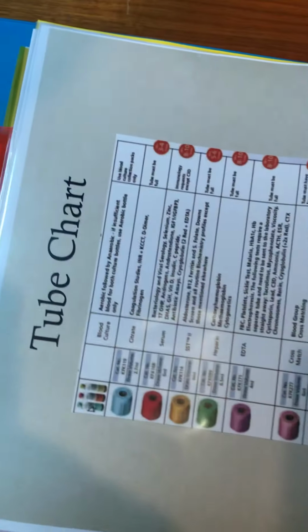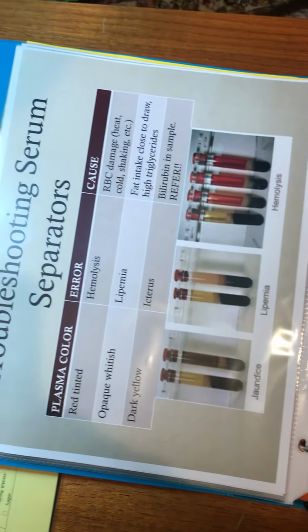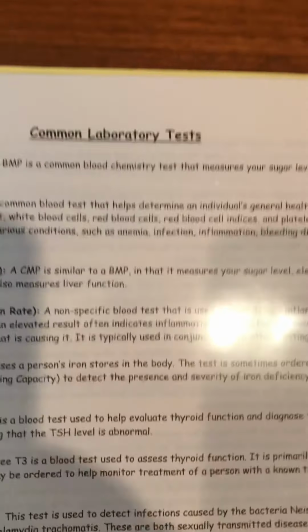I have a tube chart. I have how to handle each of the tubes that we typically use, the red, the golden tiger top, and the lavender. This is the slide about, if there's a problem. This is a page on common laboratory testing, kind of explanation of each.